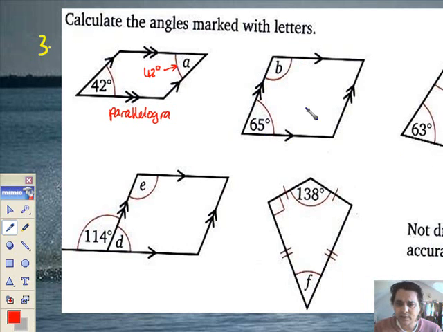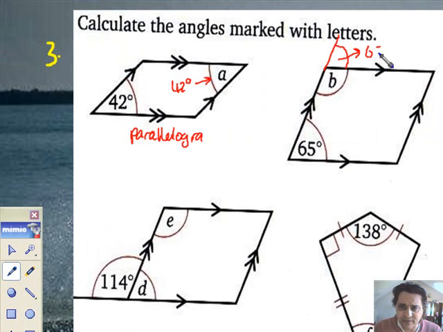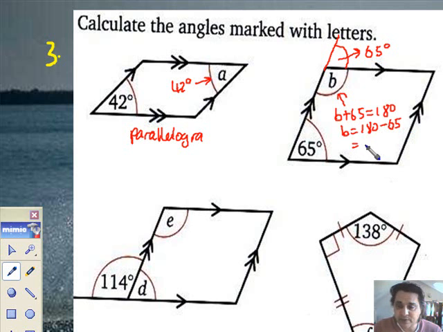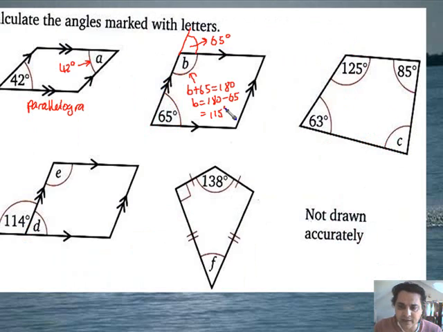Coming over to this next one, still a parallelogram. If you extend this line, you may be able to see that this part will also be 65 degrees, because it is corresponding to the angle 65 given in the diagram. Therefore, B and 65 are on a straight line. So I've got B plus 65 is 180. So B is going to be 180, take away the 65. So the obtuse angle, angle B, is going to be 115 degrees.